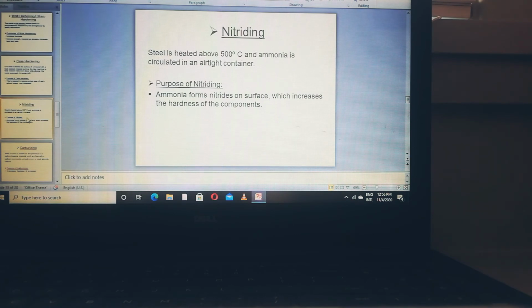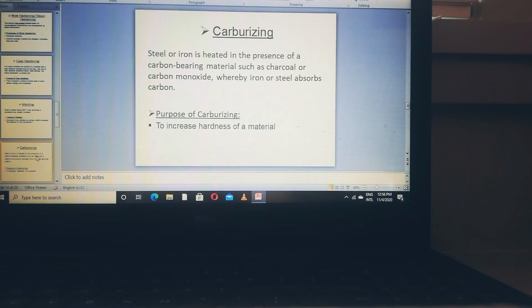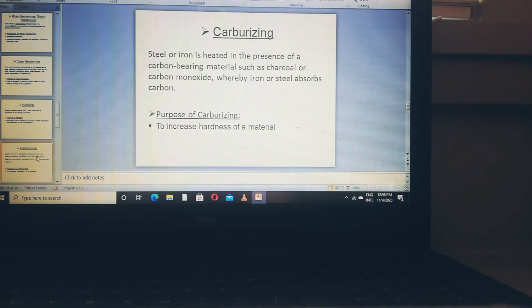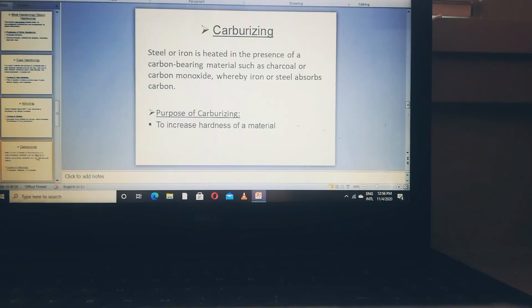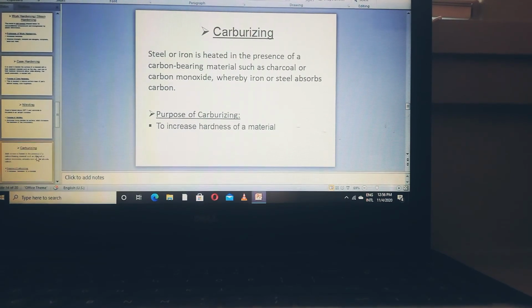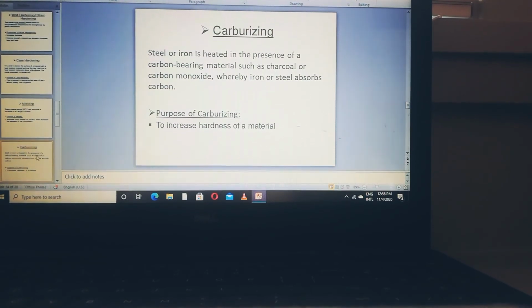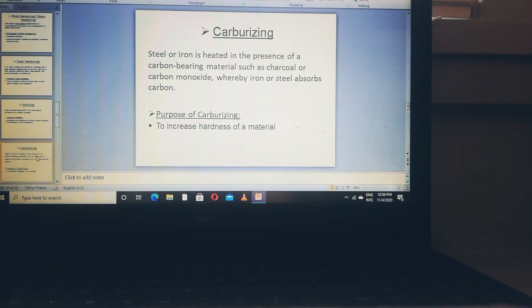Now let us look at another kind of hardening, which is carburizing. By carburizing, this is where the steel or iron is heated in the presence of carbon-bearing material such as charcoal or carbon monoxide, whereby the iron or steel absorbs the carbon. We carburize a material to increase its hardness.